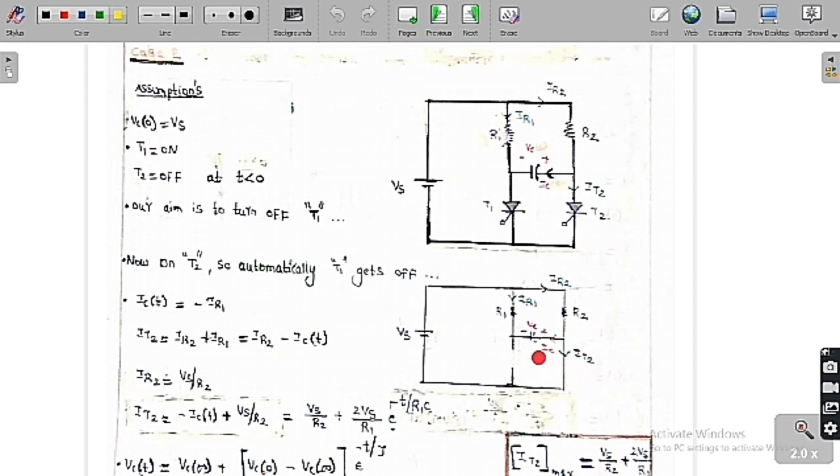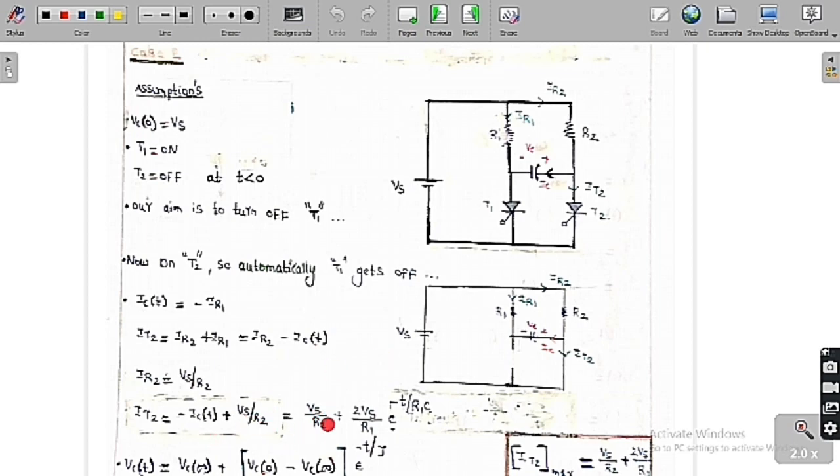Now you can see clearly IC is opposite of IR1, so IC of t is equal to minus IR1. And IT2 is the summation of IR1 plus IR2, whereas IR1 is the negative of IC, so minus IC of t. Also, if you apply KVL in this loop, we get plus Vs minus IR2 into R2 equal to 0. So IR2 is equal to Vs by R2. Substituting in this expression, we get IT2 equal to minus IC of t plus Vs by R2.